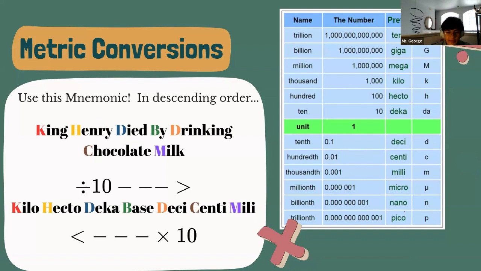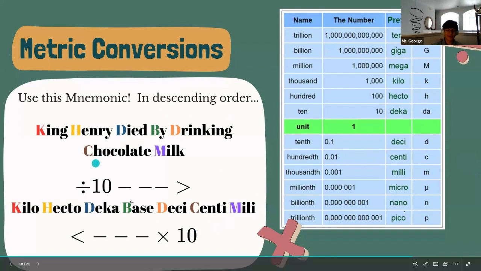For each of the SI units, no matter if it's length, time, mass, or volume, they're all going to have the same system of prefixes, right? And symbols. We can use this mnemonic to memorize the different prefixes.